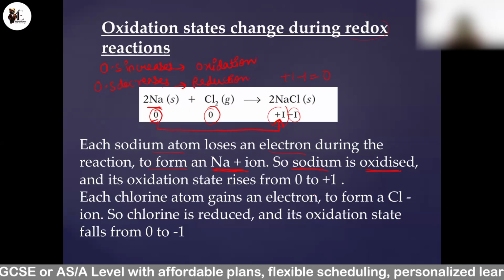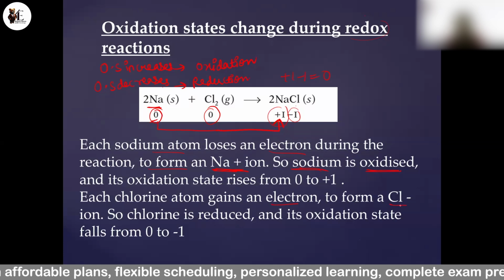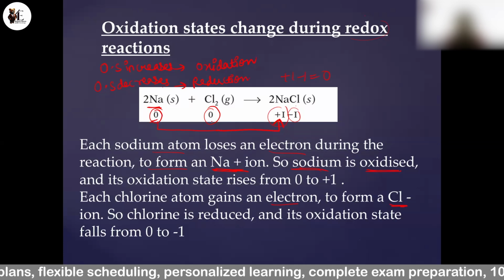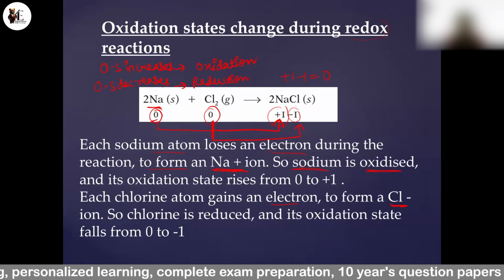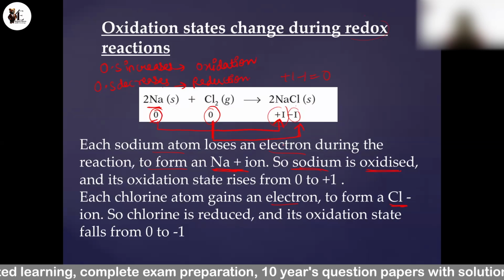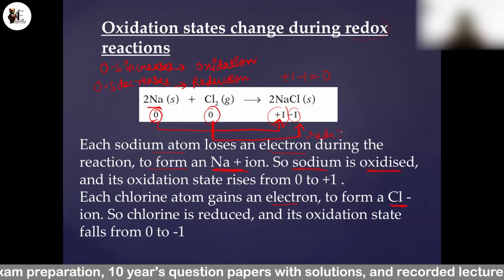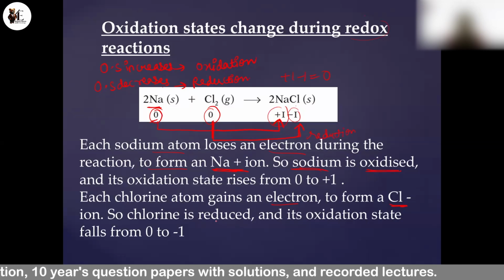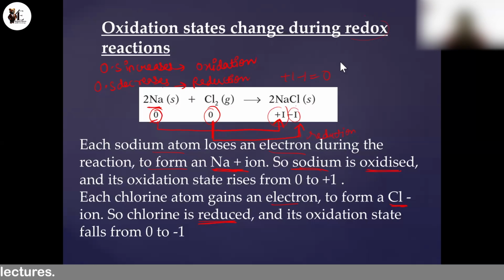Okay. So each chlorine atom gains an electron and forms a Cl- ion. So you see, chlorine is going from 0 to -1, which means a decrease in oxidation state is happening. And a decrease in oxidation state is reduction. So we say that chlorine is reduced whereas sodium is oxidized. Is it clear how to identify oxidation and reduction if you are given a chemical reaction and you know its oxidation states?